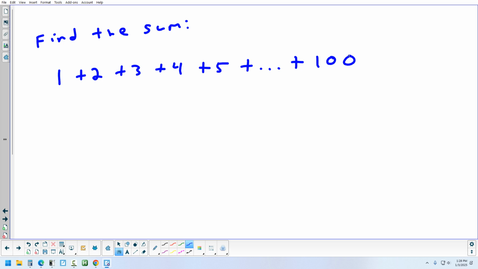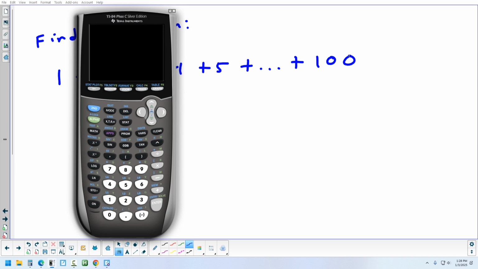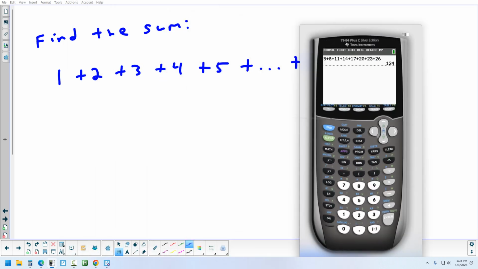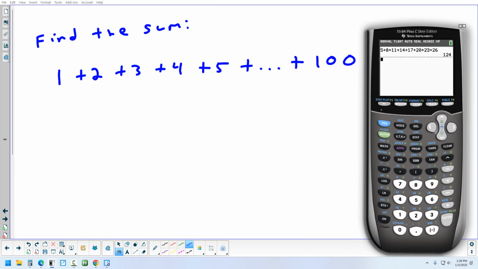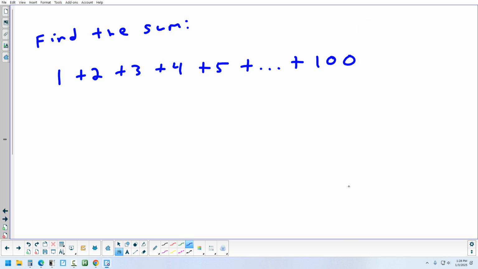So when we add those up, because I know a trick to do it, it's going to add up to 5,050. Every single number from 1 to 100. Okay, but how did I figure that out so quick? Well, I'm going to look for a pattern.